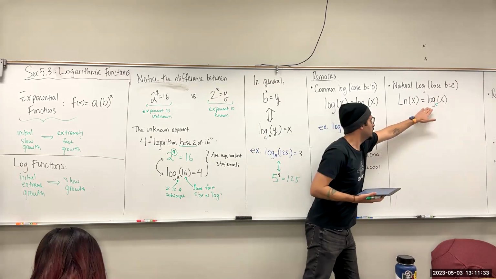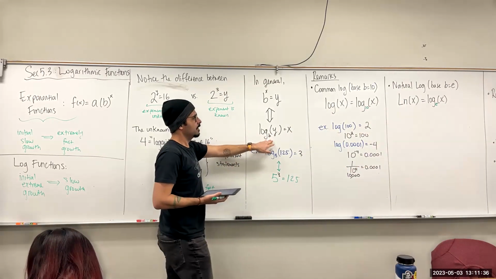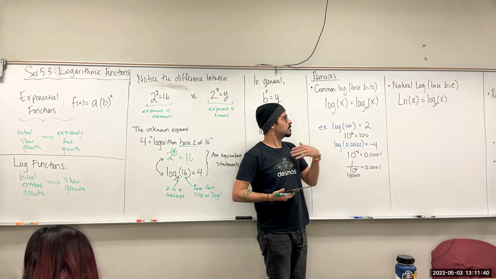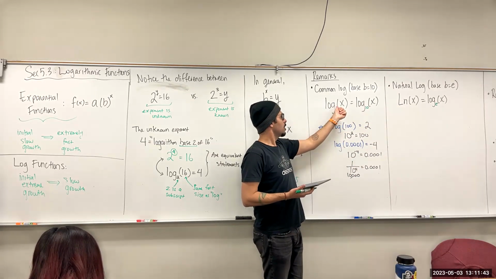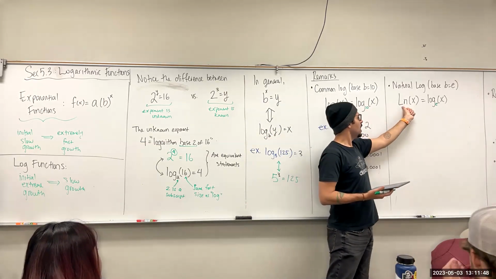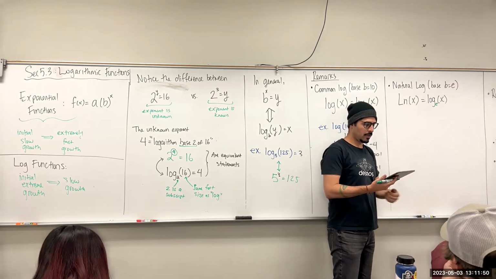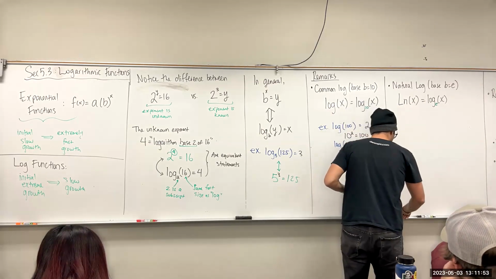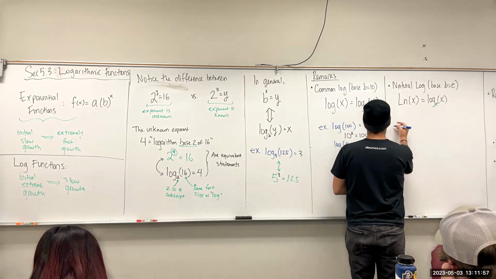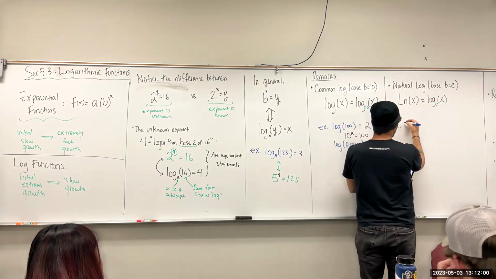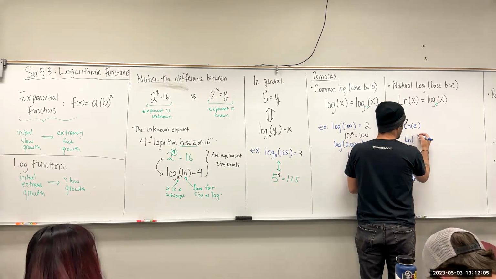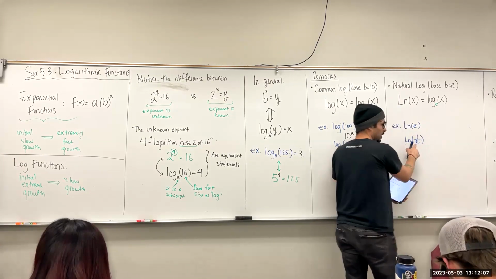All of them should look like this. They should all look like logs base something. It's just that this is shorthand notation. But it's your duty as the student learning this to understand that when I see log with no number, it means base 10. When I see ln, it means base e. Okay, so now on your calculator, do ln of e, and then do ln of 1 over e. See if you can do this one with a calculator.